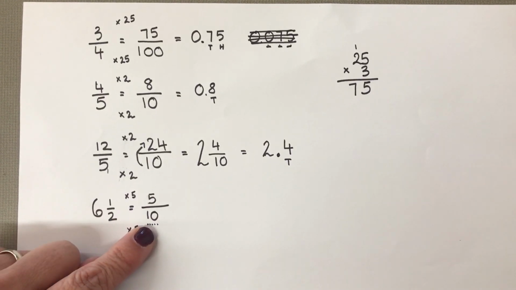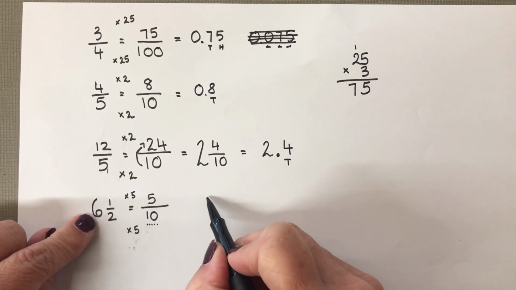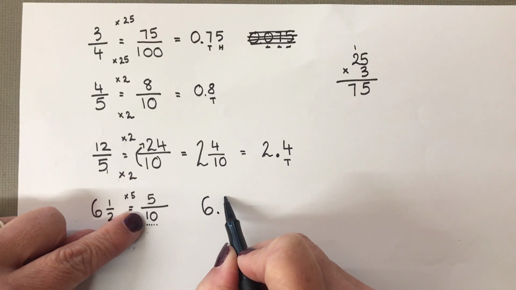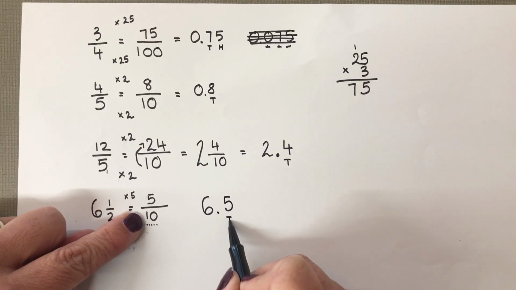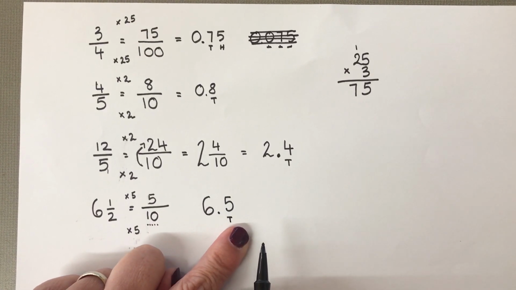I can convert that to a decimal. So let's not forget the 6. So I have 6 wholes and 5/10. So now I'm going to put my 5 in the tenths place right there. So 6 1/2 is the same as 6.5.